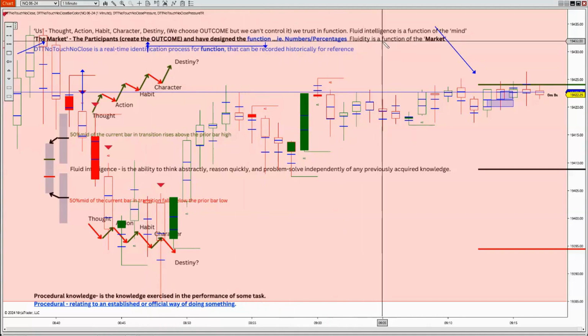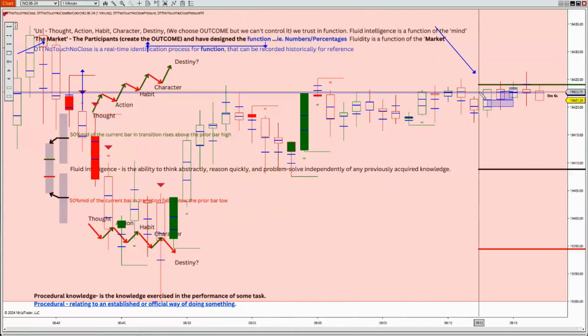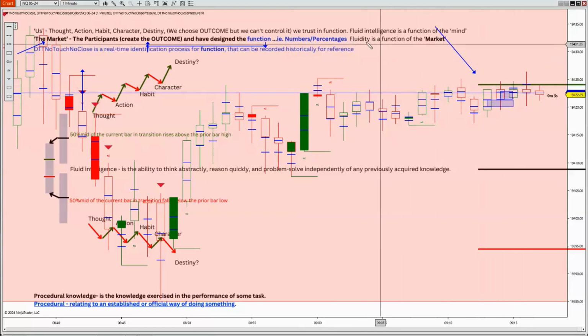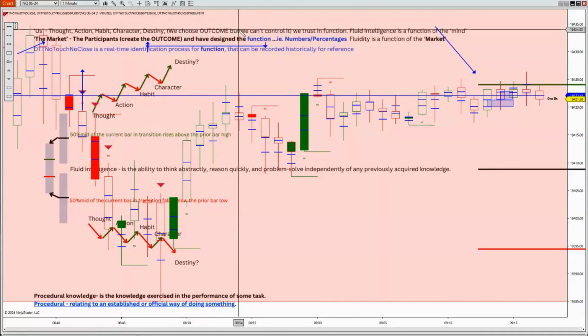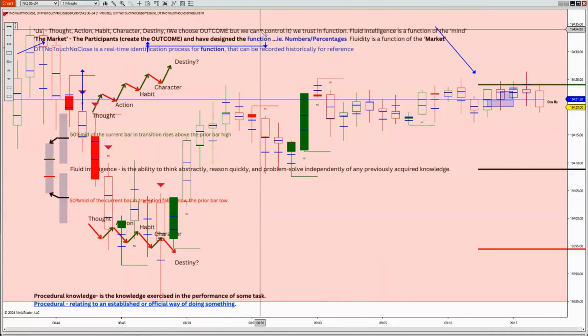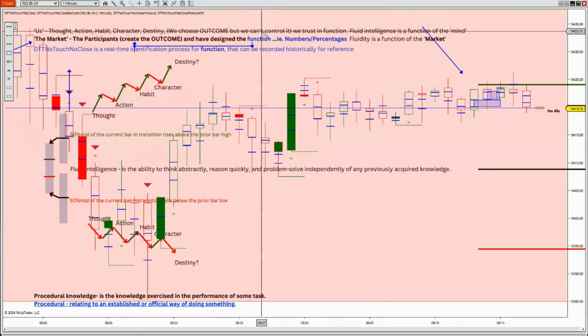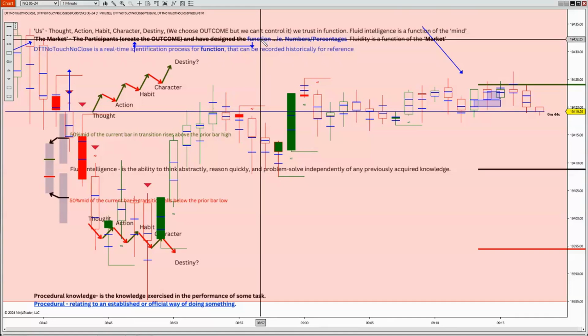The fluidity is a function of the market, so it's fluid, and that's the function itself. They have designed it to make sure that the outcome will take place. We can only trust in the function. We can choose outcome. We choose it from the mind, but we can't control it. Once we start acting, there are variables at stake by which we can't control someone else's participation, and that goes back to the primary and secondary, where you have to have a level of compliance.